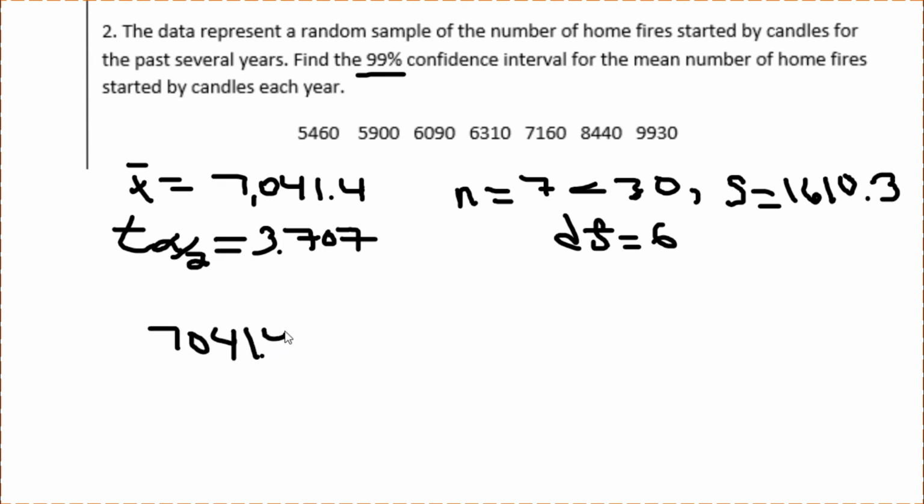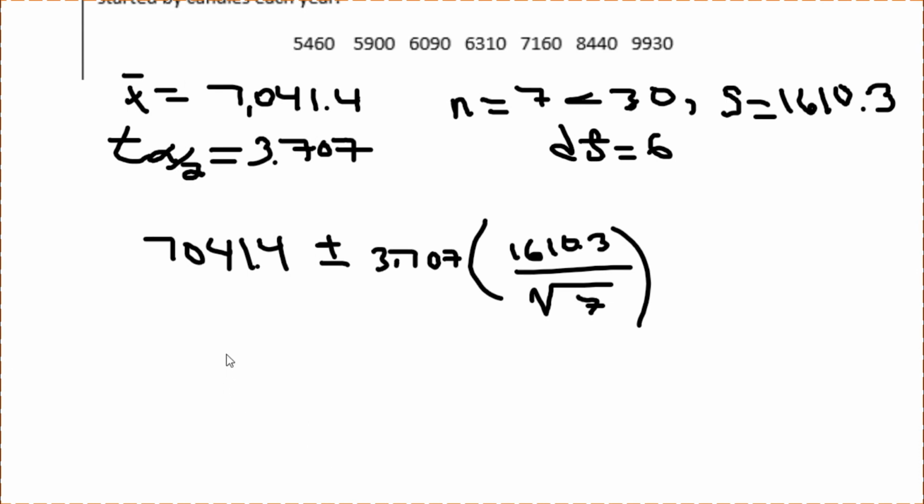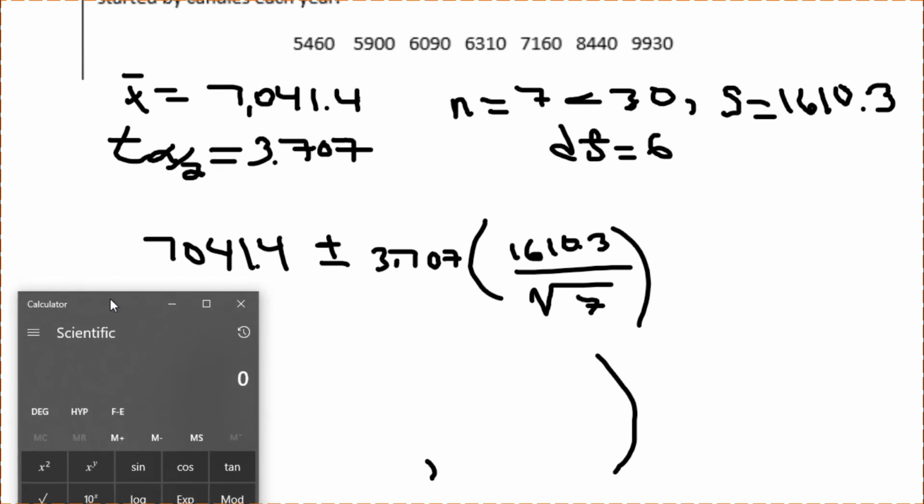So we've got X bar plus or minus t alpha over 2 times s over square root of n. All right, and then we're going to get our answer, and we're going to put it in interval format. Okay, I'm going to go ahead and calculate that real quick. So 3.707 times, 7 square rooted.